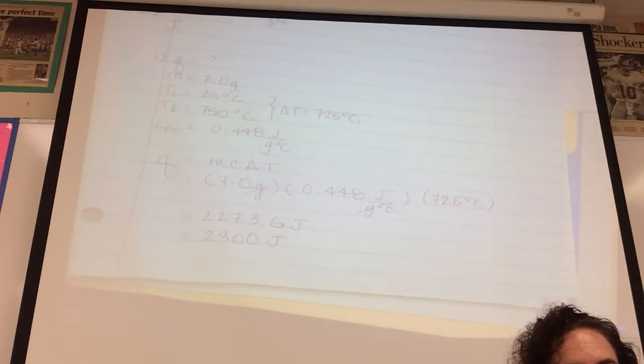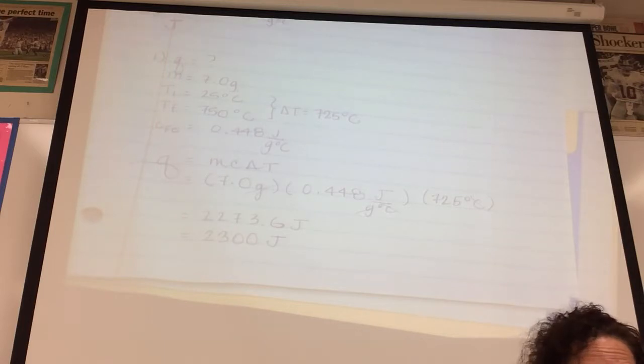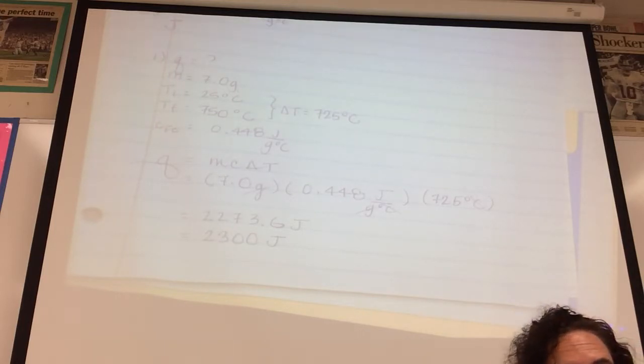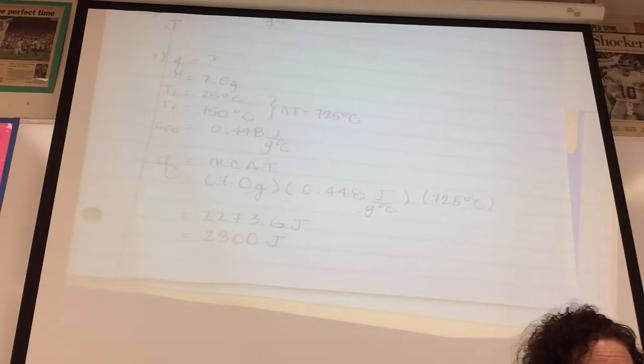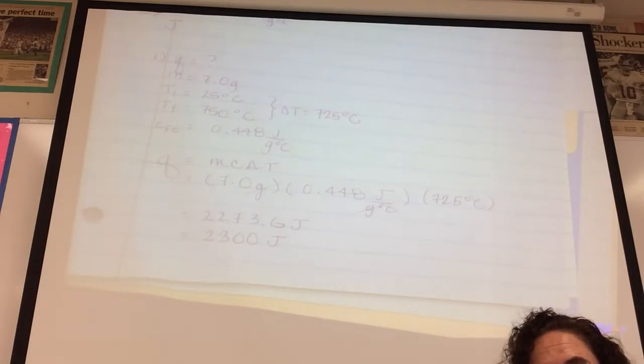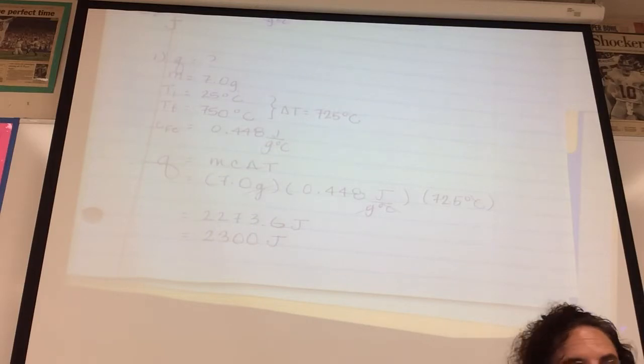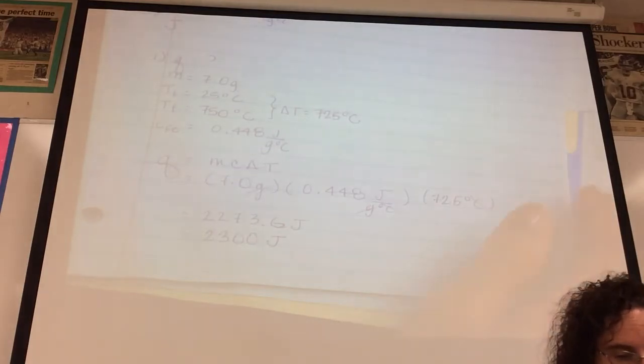Easy peasy? Yes? No? Anybody with a pulse? Anybody with no pulse? Anybody with a pulse? Q, heat transfer. We're done? No, but it was a good try. We're almost done.